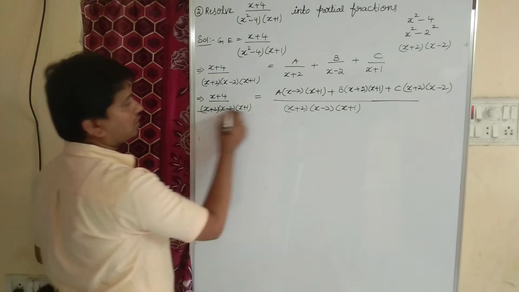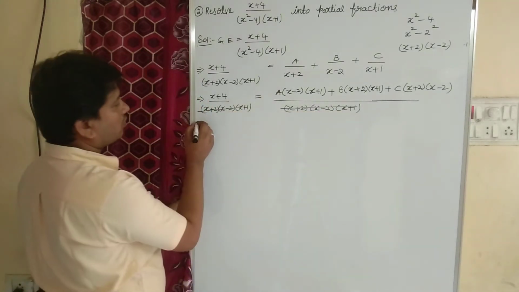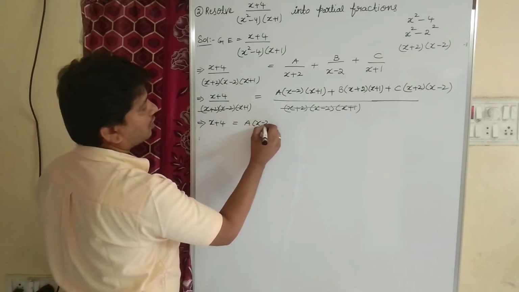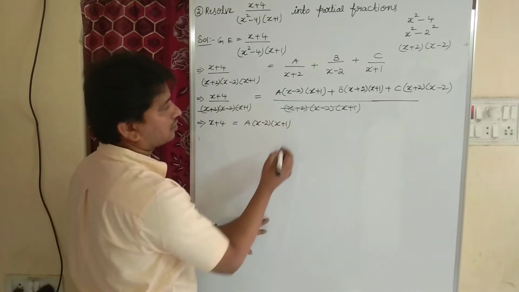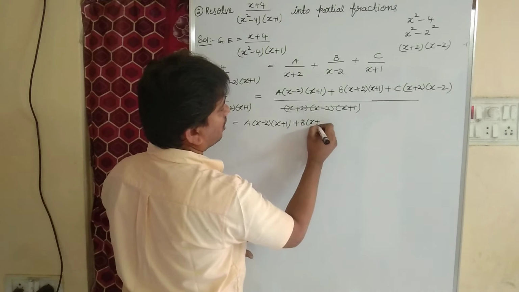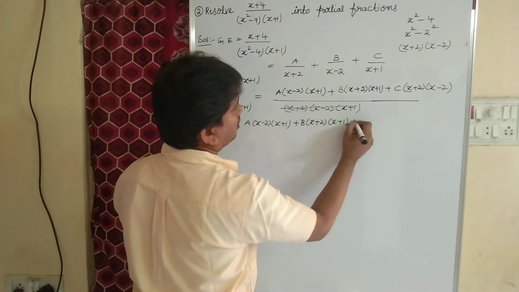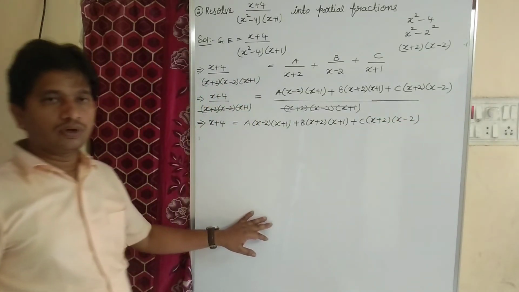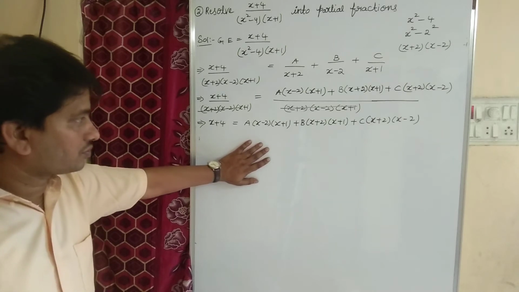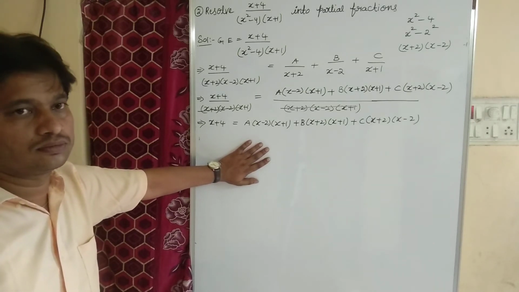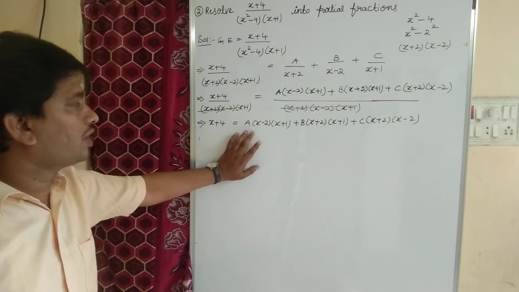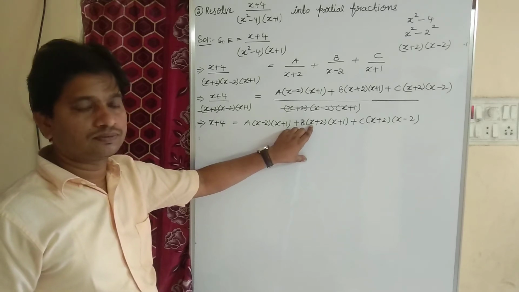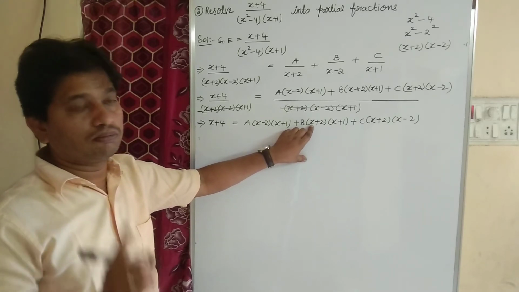Now cancel. Now numerator is x plus 4 equal to a into x minus 2 into x plus 1 plus b into x plus 2 into x plus 1 plus c into x plus 2 into x minus 2. Okay children, first I want to find the value of a. If I want to find the value of a, what I want to do is, in the place of x, I want to substitute minus 2.